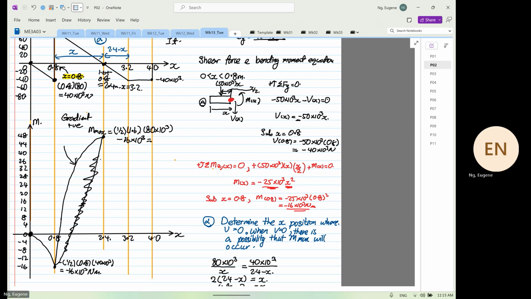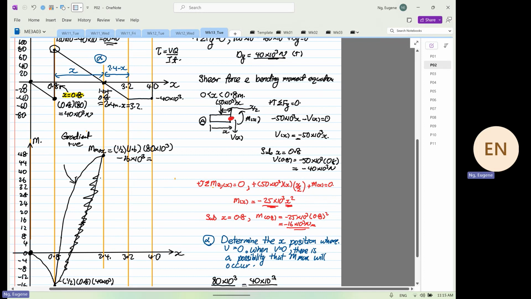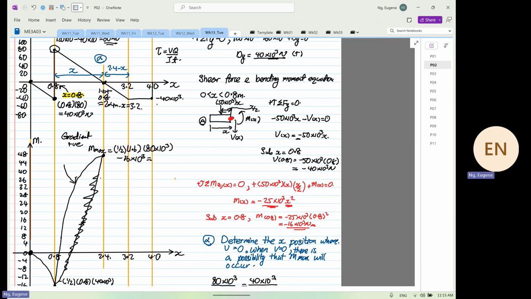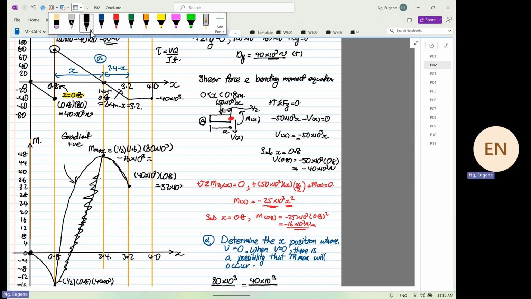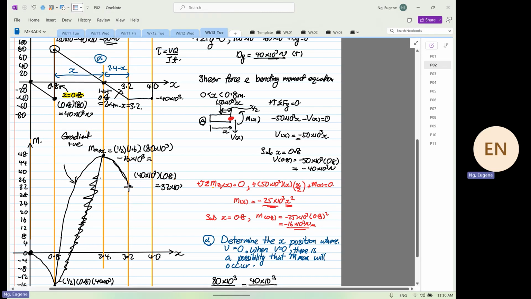Are we clear? Okay. So the last bit, we know that at 3.2, the bending moment is equal to 40 times 10 to the power 3 multiplied by 0.8. So 40 times 10 to the power 3 times 0.8 is equal to 32 times 10 to the power 3. So we have 32 down here, and this will do a sad face coming down. Why is it coming down this way? Because negative magnitude corresponds to negative gradient, yes or no? And then finally, when there is no distributed load, the bending moment diagram is a straight line.